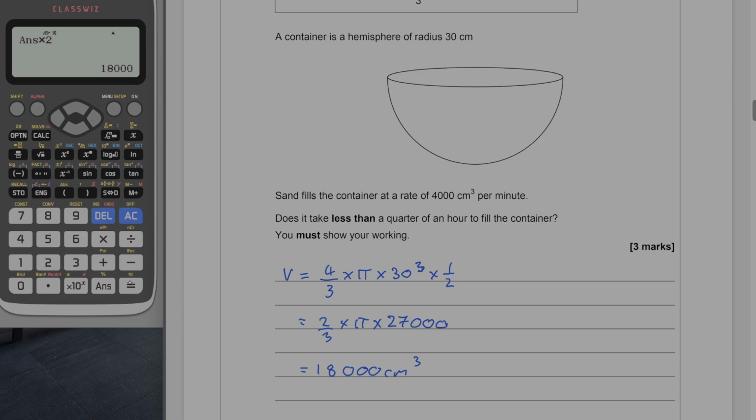So a quarter of an hour is going to be 15 minutes, so 60 divided by 4. That's a quarter of an hour times by 400. So that will tell us the volume that would be filled in 15 minutes, which is going to be divided by 400. So that would be 6 with 3 zeros.